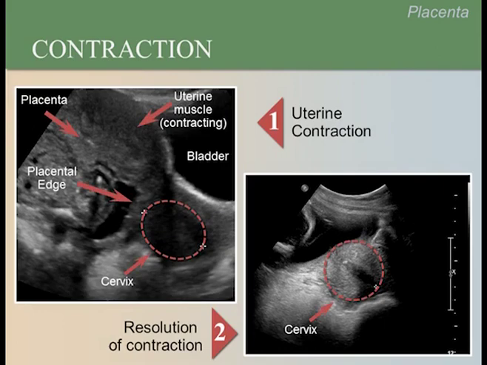Here we have labeled these structures. In the left image, a uterine contraction is pushing the placental edge towards the internal cervical os. In the right image, the uterus is not contracting, and the placenta can't even be seen in the same image as the cervix.